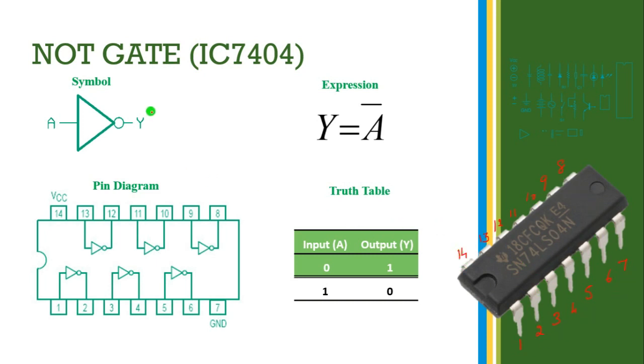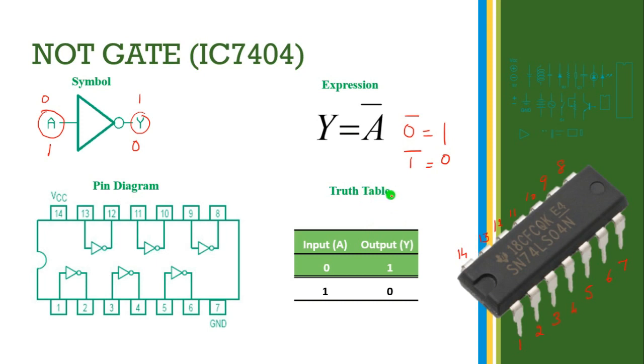Okay, this is the symbol of the NOT gate. This is the input, denoted here as A. The output is Y. If the input is 0, the output becomes 1. If the input is 1, the output becomes 0. This is the expression of the NOT gate: Y is the output, A is the input, so Y equals A bar. A bar means 0 bar is equal to 1 and 1 bar is equal to 0. The bar indicates the inversion operation.